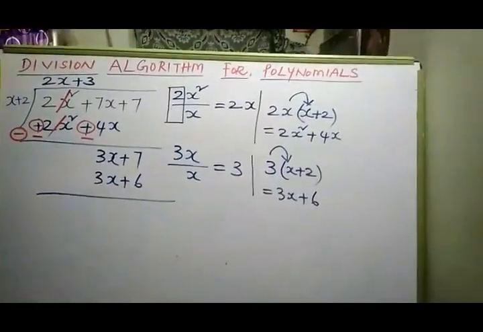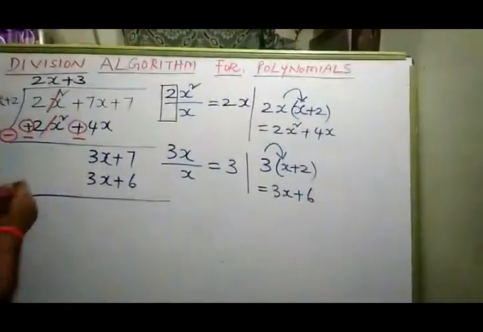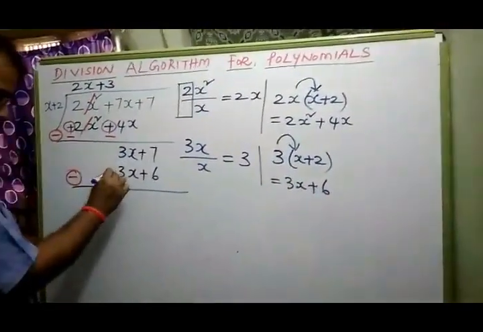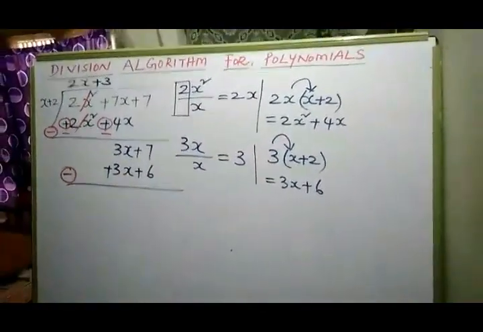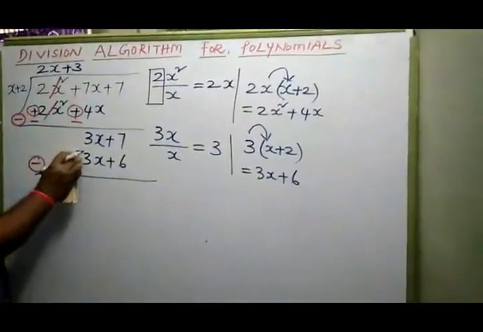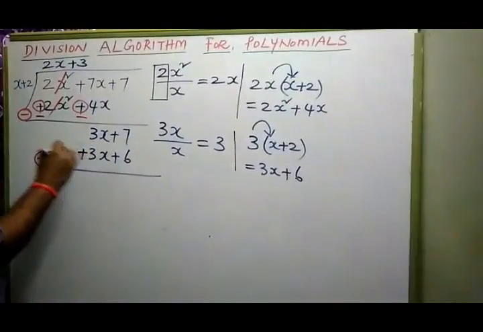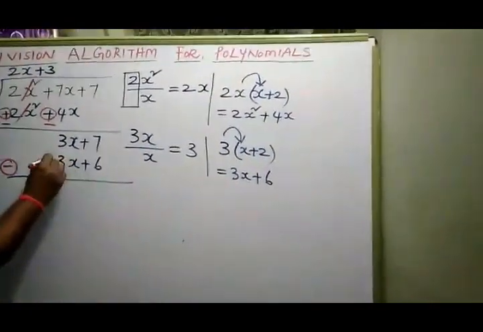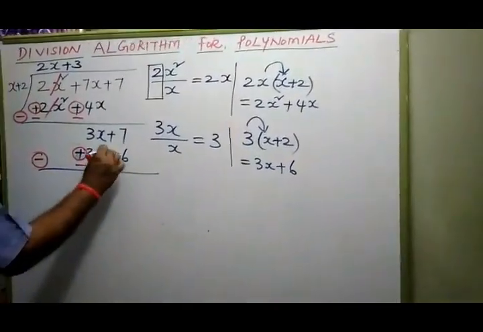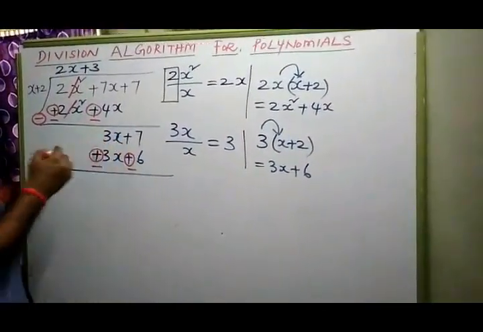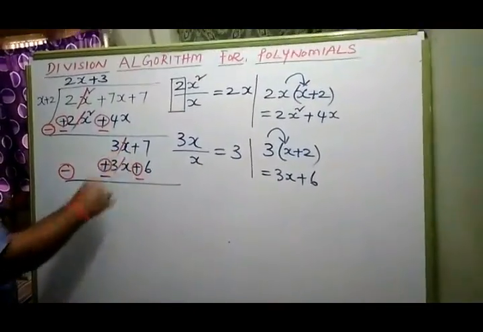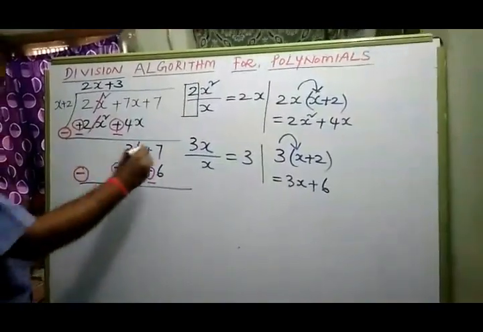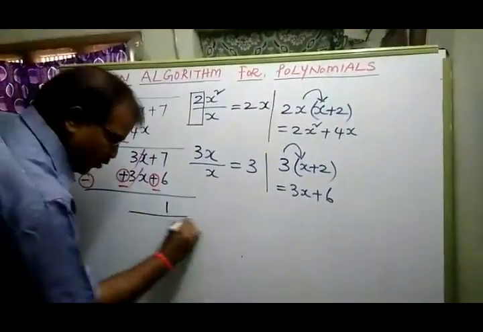Again, go for subtraction. Because of this subtraction, the sign for 3x, which is plus, becomes minus, and this plus becomes minus. 3x minus 3x is equal to 0. 7 minus 6 is equal to 1.